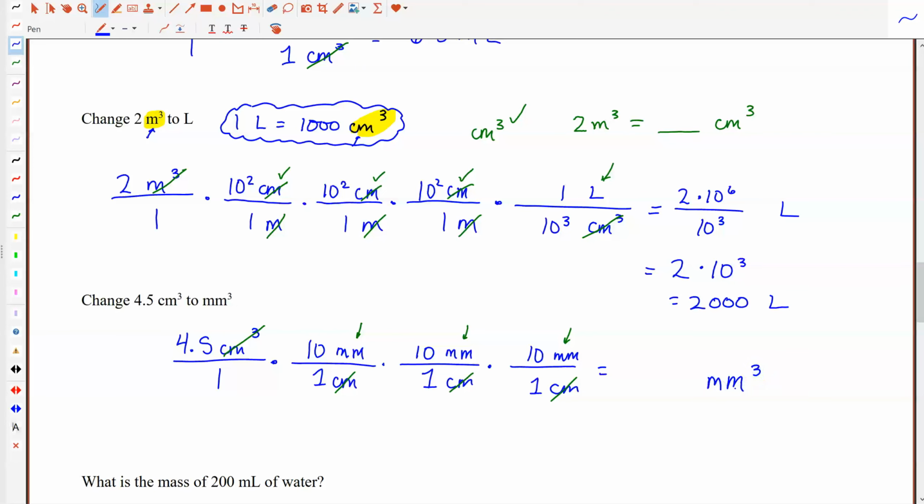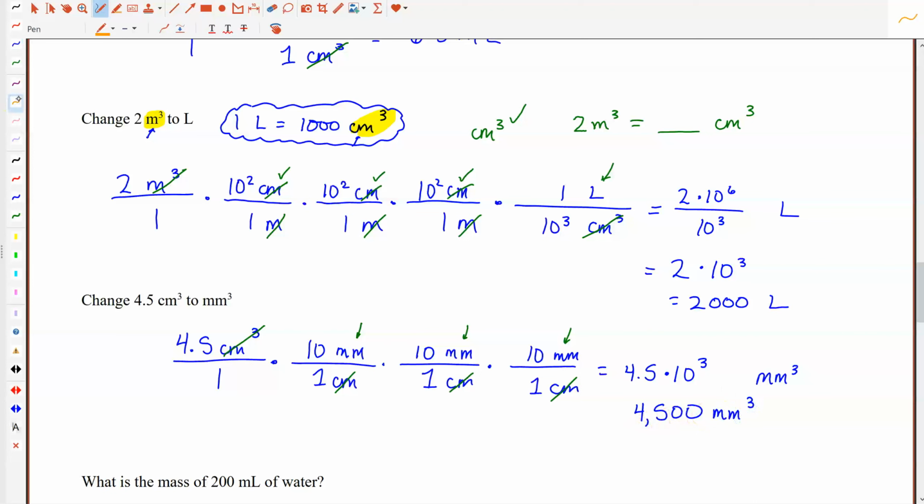Now, how big is my final answer going to be? So my final answer is going to be 4.5, which is what I have right here, times 10 times 10 times 10, which is times 10 cubed. Multiplying this by 10 cubed means I want to move the decimal point right 3 spots. So I move the decimal point right 3 spots, and I will end up at 4,500, and then my units are going to be cubic millimeters.